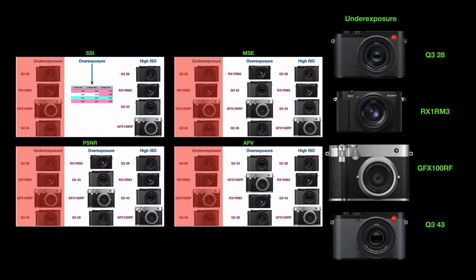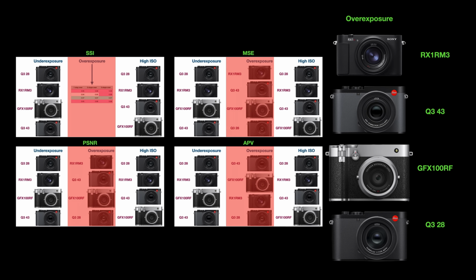And then with respect to overexposure, there is a little bit light here and a little bit shadow there. And here we also have a clear ranking. Number 1 is the Sony, number 2 is now the Q343. And we saw this before when we went through the results. Then it's the Fuji GFX100RF. And the worst performance with respect to overexposure, astonishingly enough, has the Q328. So these are the results.